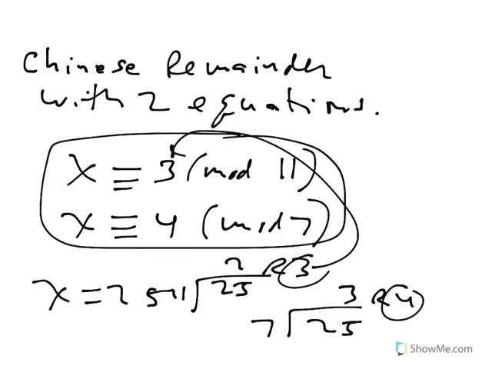So questions like this are Chinese remainder questions, and there could be any number of equations, but for this video we're just looking at 2.